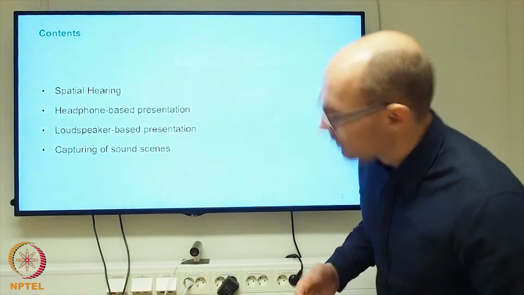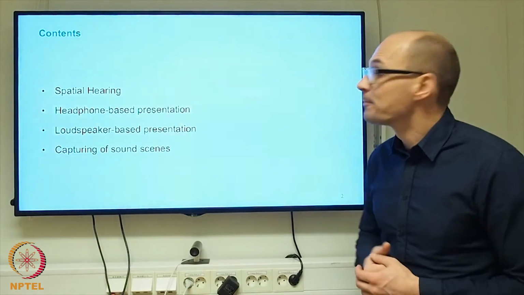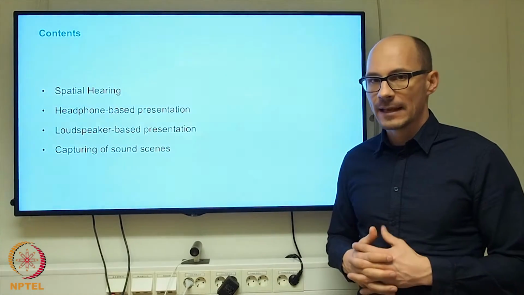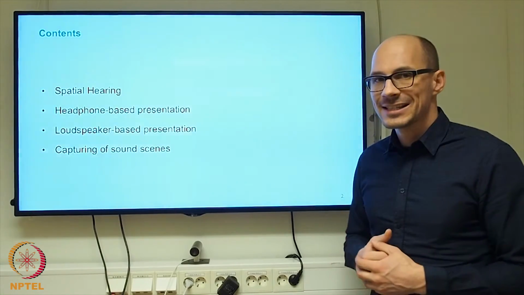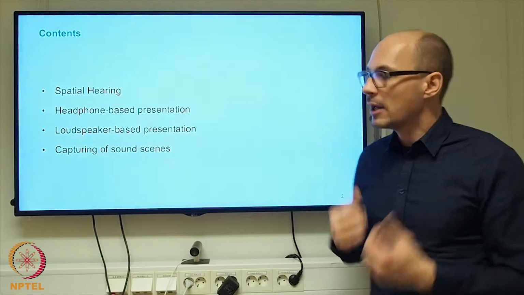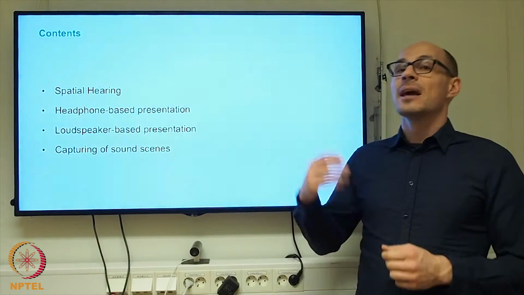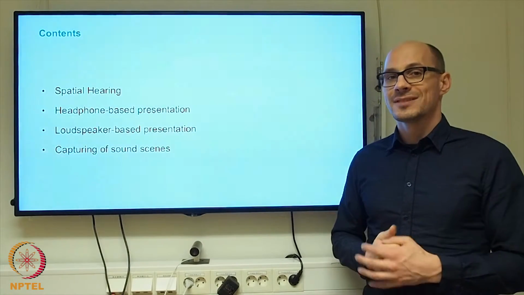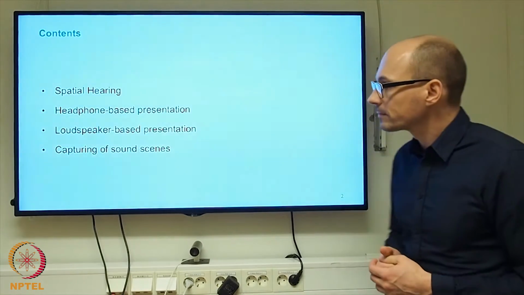So in order for doing this, we will first look at the fundamental mechanisms of spatial hearing. That means we will look at those mechanisms inside our auditory system that relate to sensing the location, the position of a sound source. One also speaks of sound source localization.